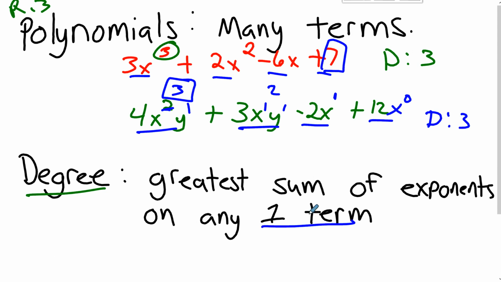Okay, so a single term. I look at all the terms and see what the degree of each is. And whichever one has the largest degree, that is the degree of the entire polynomial. So the degree of the entire polynomial is just 3 for this one.